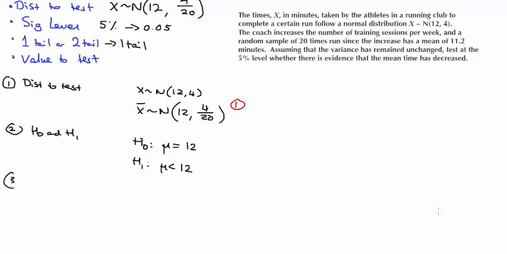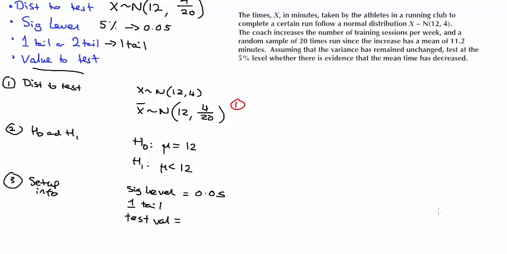Number 3, this is where I just call the setup info. And this is more for you, mentally. So you're going to say its significance level is 0.05 and it's one tail. And you know how I always put the value to test? Test value, I like to write that, 11.2. I like to get clear on that.